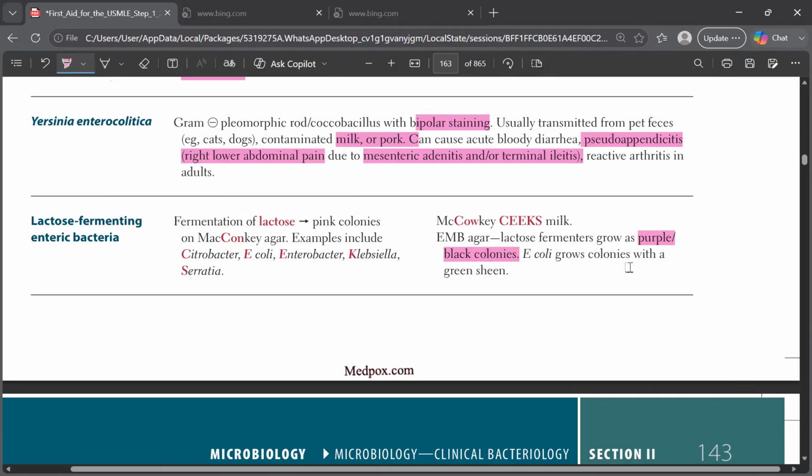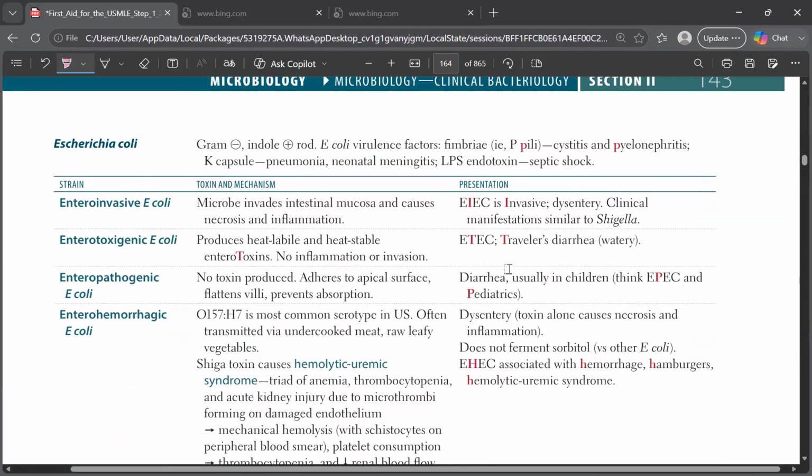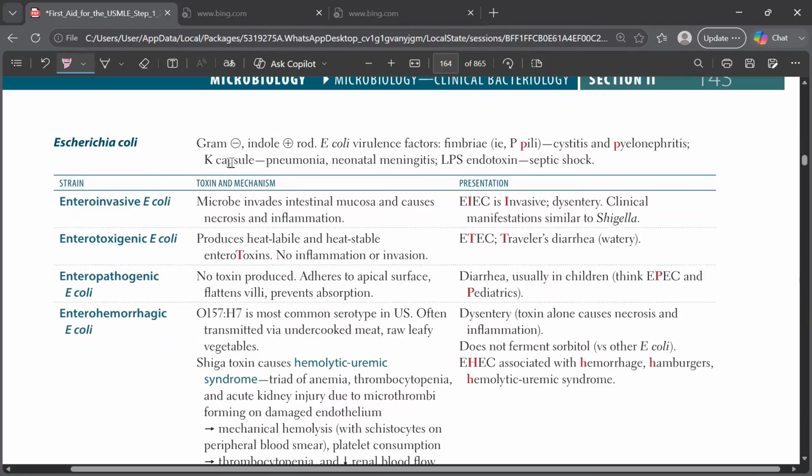E. coli grows colonies with a green sheen. The first one is E. coli. It is a gram-negative indole positive rod. E. coli virulence factors are the fimbriae that cause cystitis and pyelonephritis. There is the K capsule that causes pneumonia and neonatal meningitis, and LPS endotoxin that causes septic shock. Again, important virulence factors: fimbriae that cause cystitis and pyelonephritis, K capsule that causes pneumonia and neonatal meningitis, and LPS endotoxin that causes septic shock.